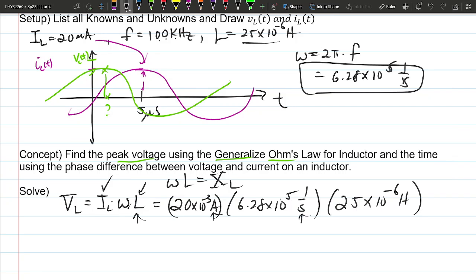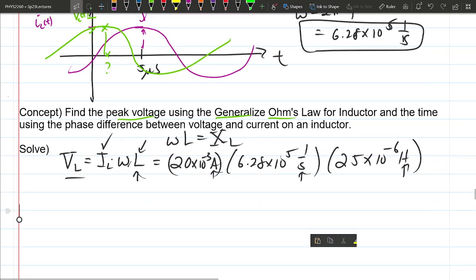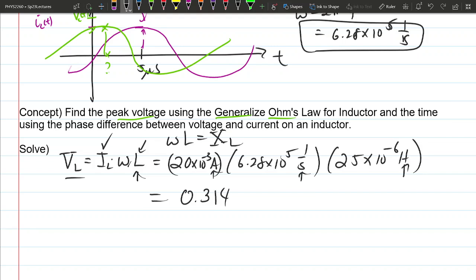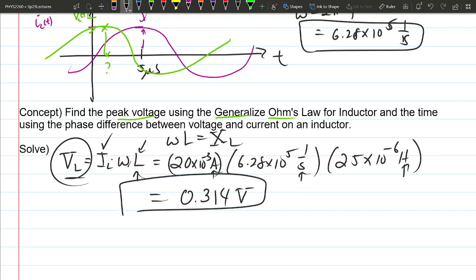This is an SI unit, this is an SI unit, this is an SI unit, so whatever the answer is, it's going to come out in voltage, right? So I multiply all these numbers together with my calculator. 20 times 10 to the minus 3 times 6.28 times 10 to the 5 times 25 times 10 to the minus 6. If I multiply all this together, I get 0.314, and that's going to have units of voltage. So that's part A of the problem, right?